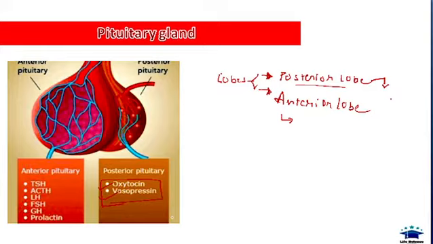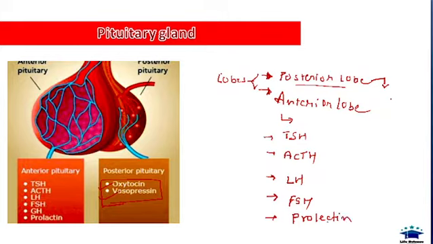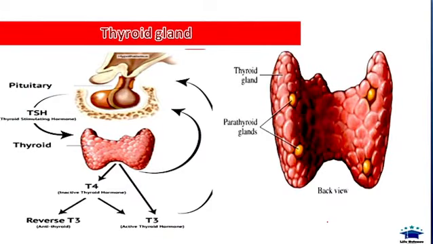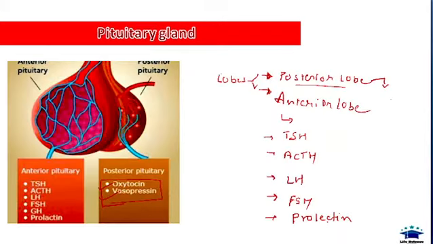So if we talk about the anterior pituitary, the anterior lobe produces its own hormones, several of which act on the other endocrine glands. That's why we call it the master gland. Those hormones are TSH, ACTH, LH, FSH, and prolactin. These are the hormones which are secreted by the anterior lobe.